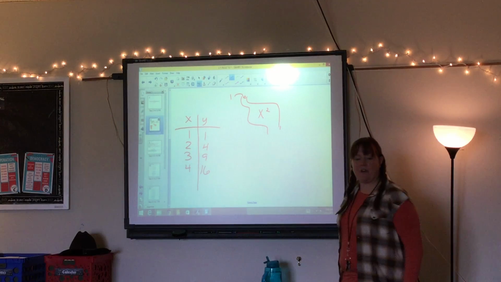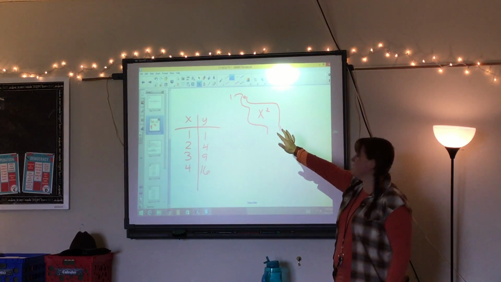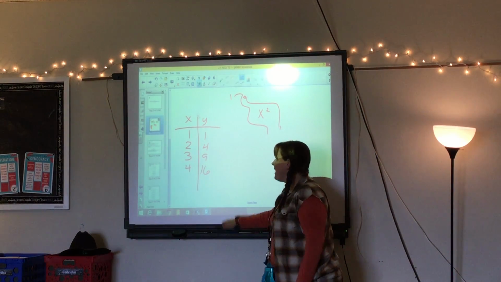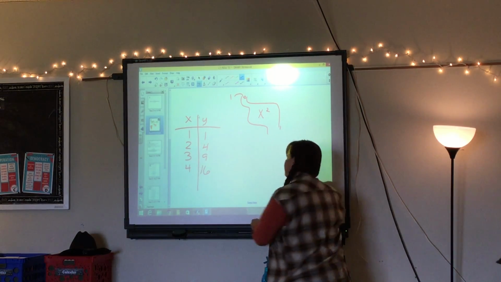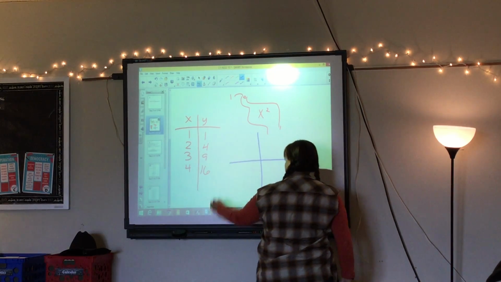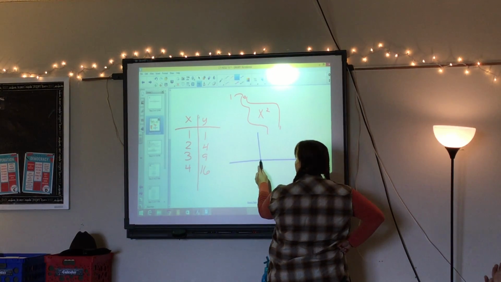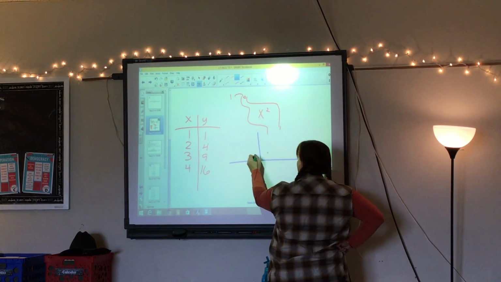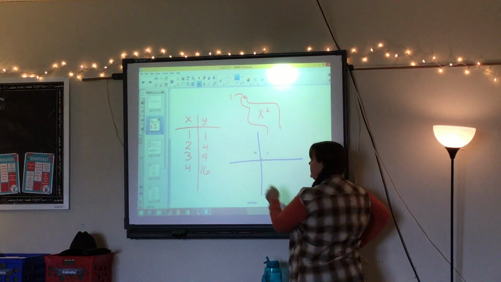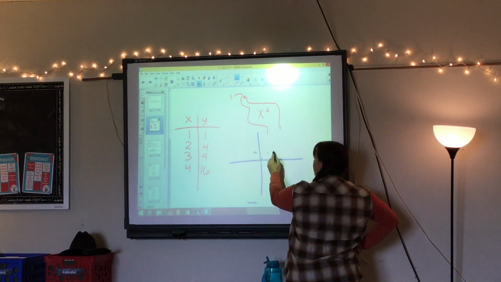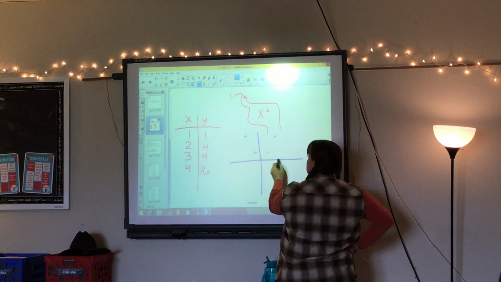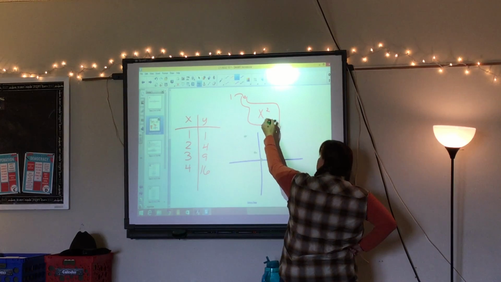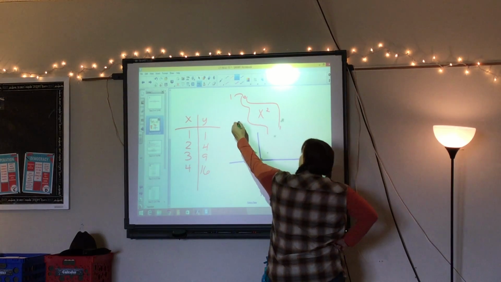Okay. So if this is our parent function x squared, and if I wanted to graph it, I could use a t-chart just like this, and I could say, all right, now what is this going to actually look like, right? So when x equals 1, y equals 1. Okay, we'll start with 0, 0. X equals 1, y equals 1. When x equals 2, y equals 4. So it's like up here. When x equals 3, y equals 9. So it's like even more up here.